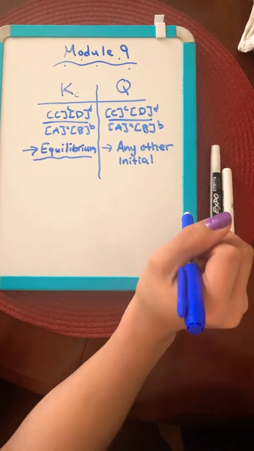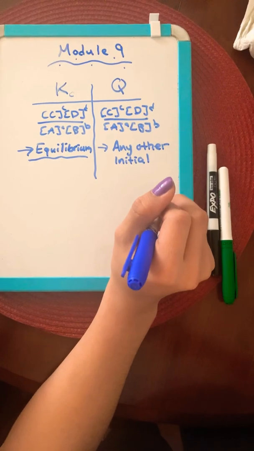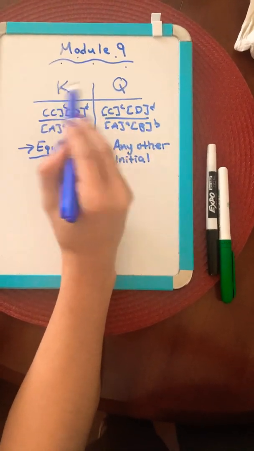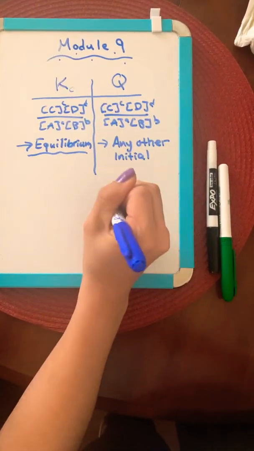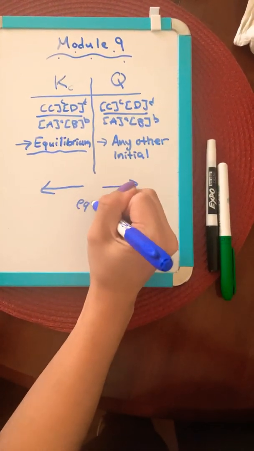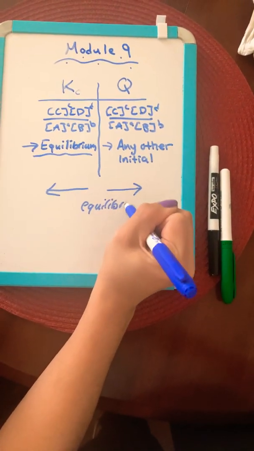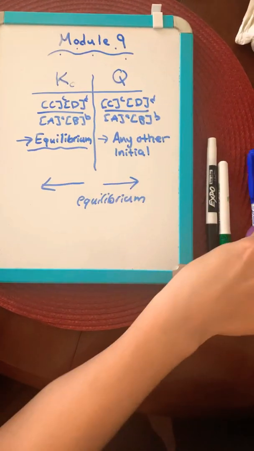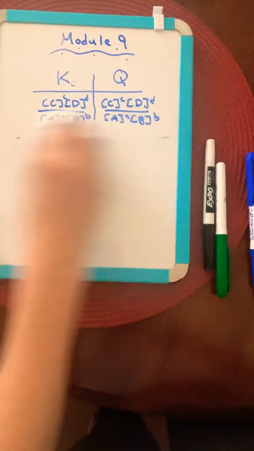But what's important about learning these is that most of the time you're going to be comparing these two together in order to know whether the reaction is going to be shifting to the right or shifting to the left in order to establish equilibrium. There's going to be a little chart that you have to know about, and it's really going to help you figure out which is which.